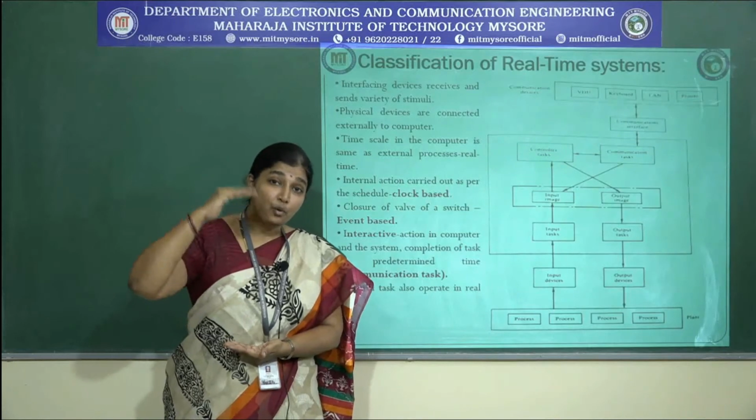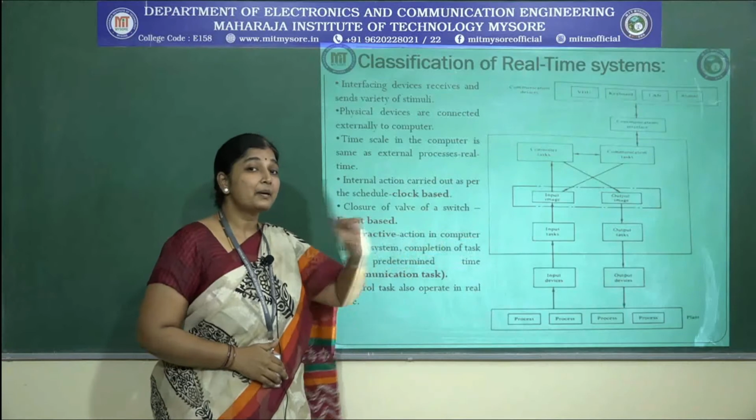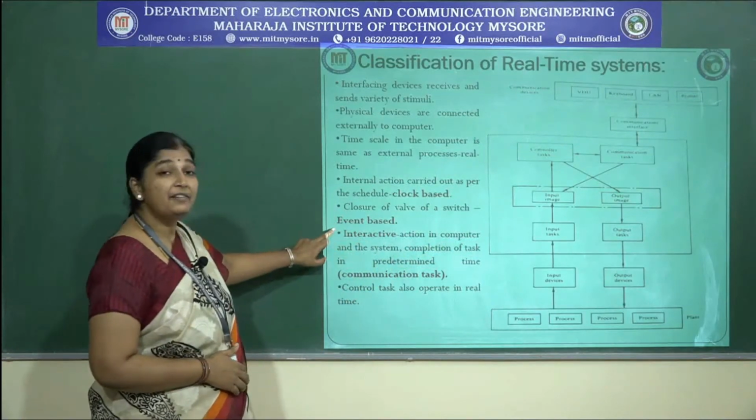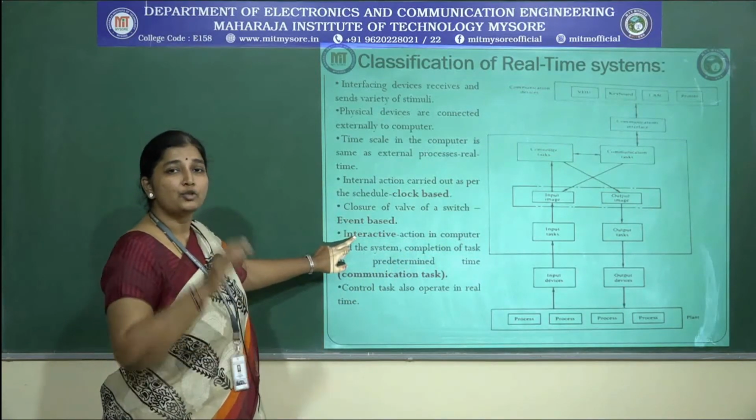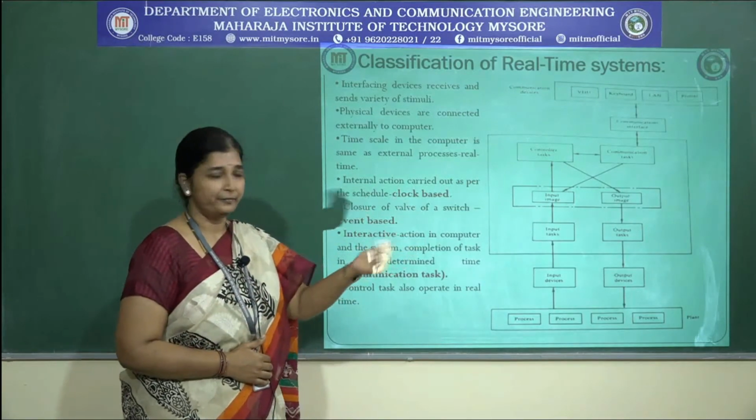So that limit of closing and opening is done through the control system, okay? That becomes one example of event-based. This is called event-based. So obviously there will be a limit, that is a minimum and a maximum, fine?